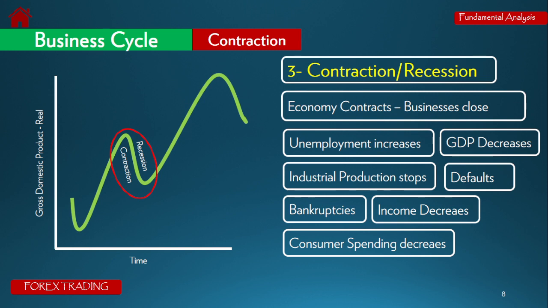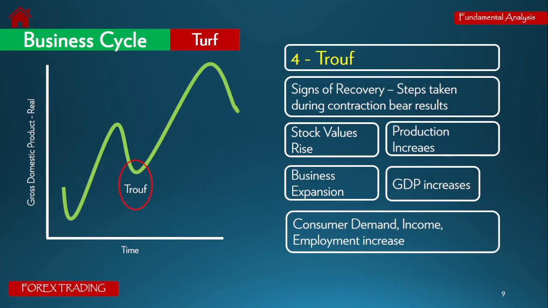We see this downward curve of contraction and recession where the economy contracts. We see almost all the negative indicators. For example, unemployment increases, GDP decreases, industrial production stops, and we see businesses suffer defaults and bankruptcies. As a result, income decreases and consumer spending also decreases. And from there on, we reach the trough stage, which is the last stage. At this point, we see the signs of recovery.